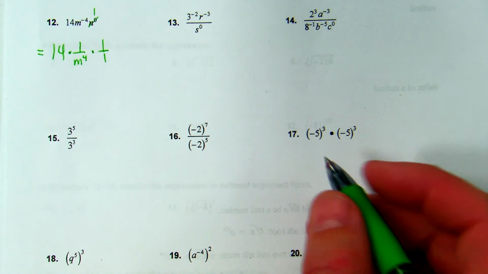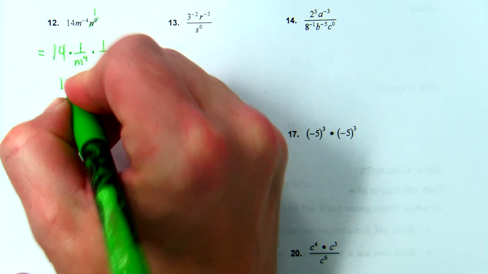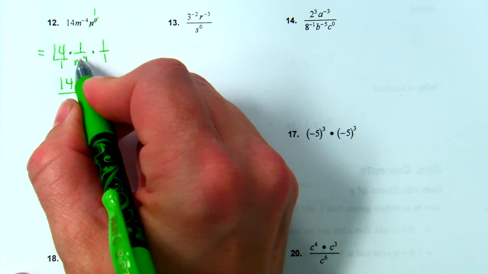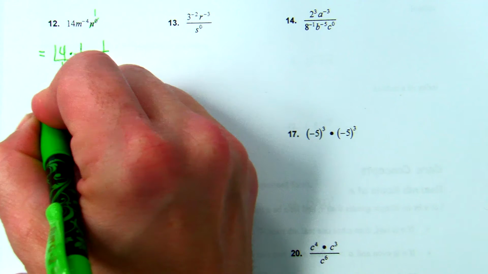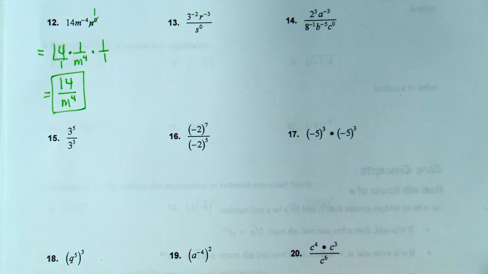All right, we'll multiply across the top. 14 times 1, which is 14. And this is the same thing as 14 over 1. 1 times m to the 4th times 1 is simply m to the 4th power. All exponents are positive. We're in good shape.